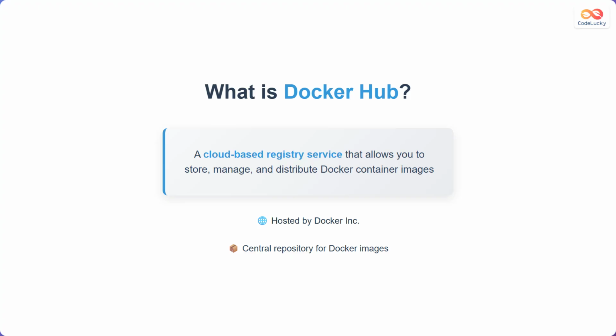So, what exactly is Docker Hub? Docker Hub is a cloud-based registry service. It allows you to store, manage, and distribute Docker container images. It is hosted by Docker Incorporated and acts as a central repository for Docker images. Think of it as a giant library for Docker images.